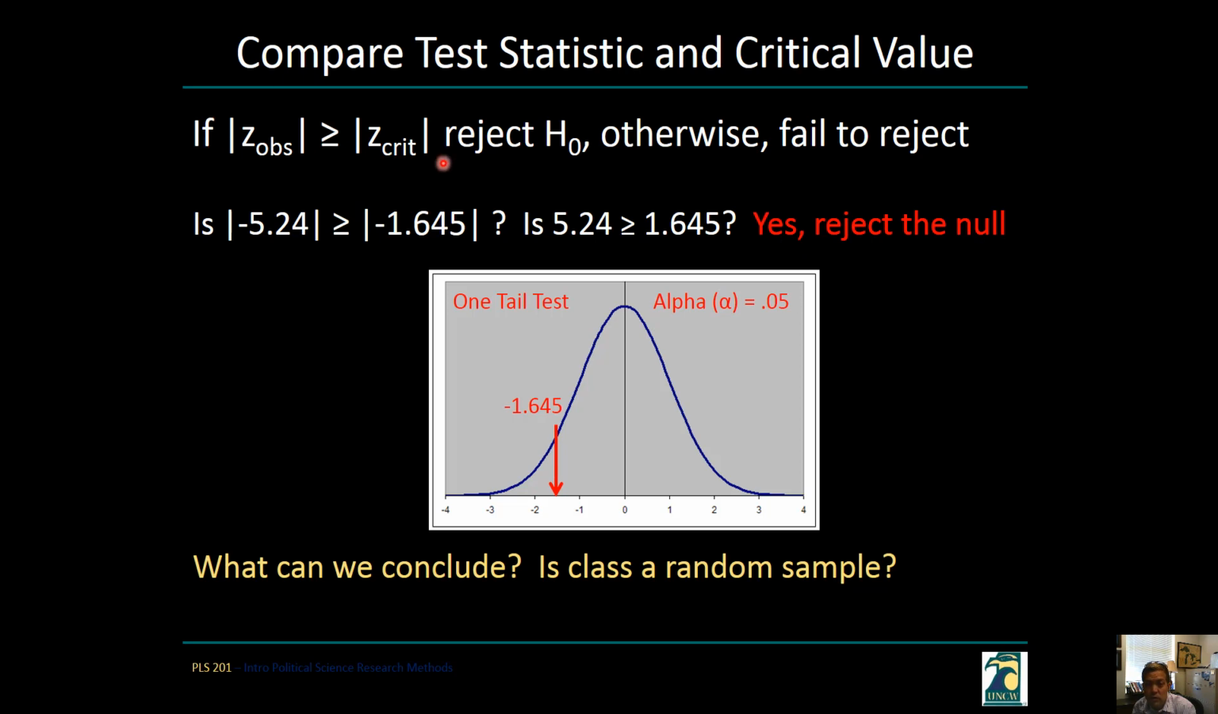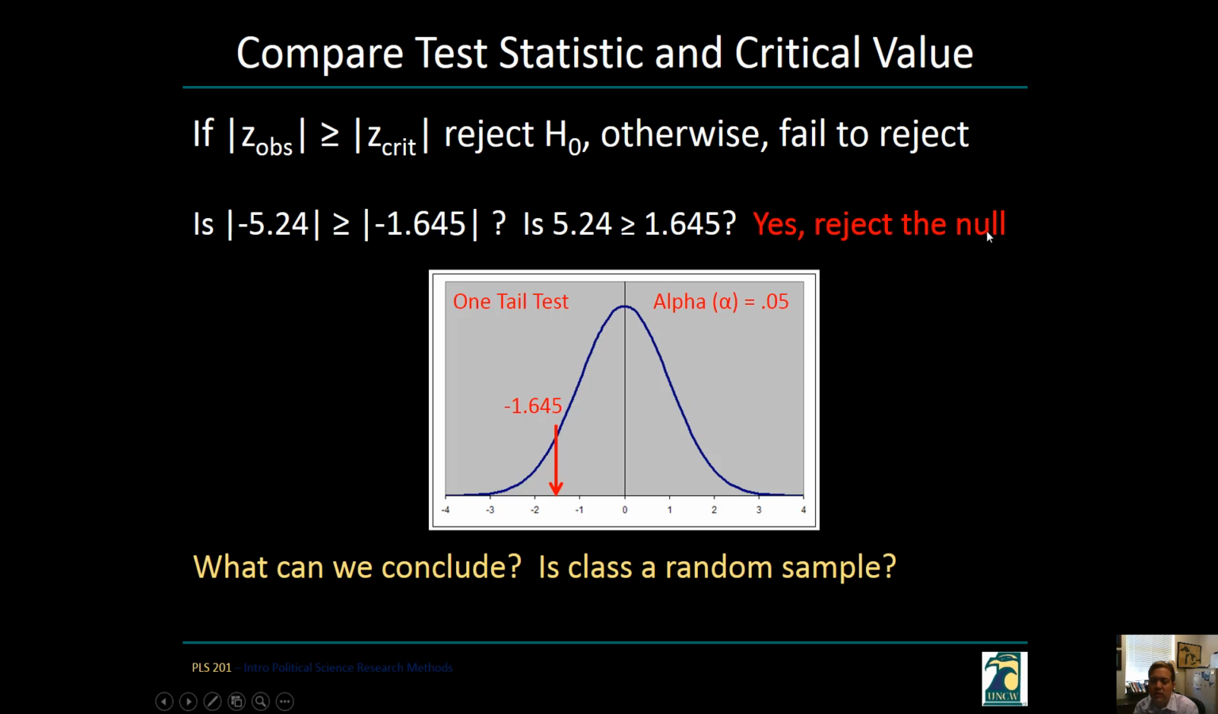Remember, this was our decision rule, which was the more mathematical way of saying, look at the picture, which region is it in? In the one-tailed test, over here is where you're rejecting the null. Over here is where you're failing to reject the null. 5.24 is way beyond, in this case, the negative critical value. We reject the null. So what does that mean?